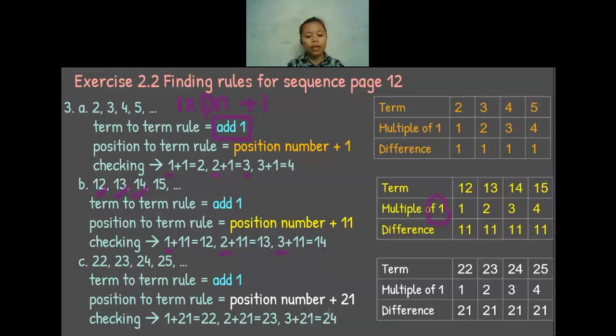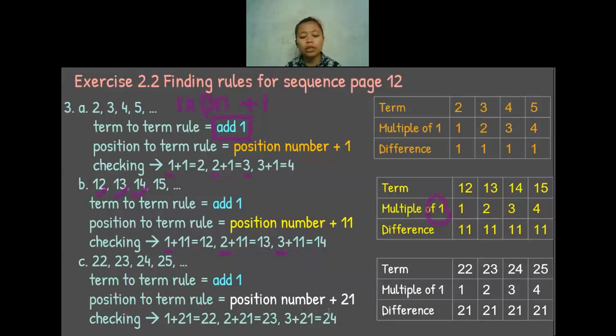Okay. If you have no question, I will move to question 3C. For question 3C, this is also the same thing. We have to find the term to term rule first. The term to term rule is add 1. So for the table, we have the multiples of 1. Then we find the difference between the term and the multiple of 1. The difference is 21. That's why the position to term rule is position number plus 21. And then when we do double checking, we replace the position number with 1 to 3, and compare it with the first, second, and third terms that we have.